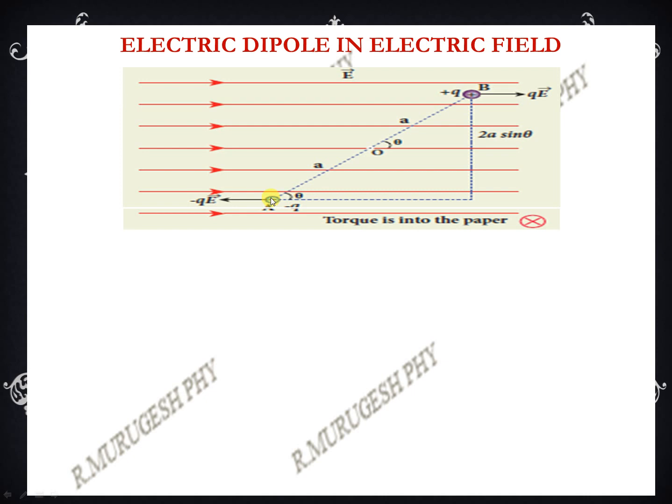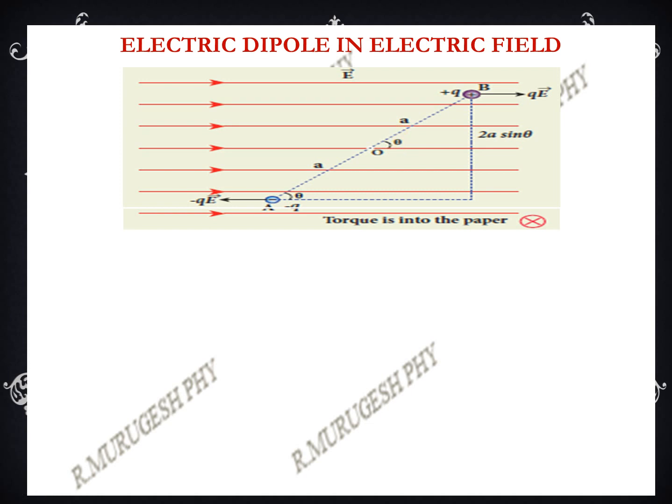So look here, we have an electric dipole, minus q and plus q, separated by a distance 2a. We say this arrangement is an electric dipole. This electric dipole is now placed in the uniform electric field so that the dipole axis is making an angle theta with the electric field.